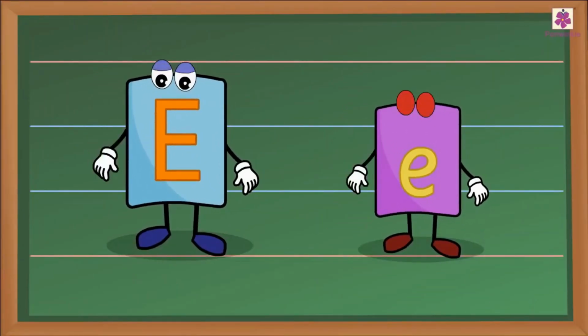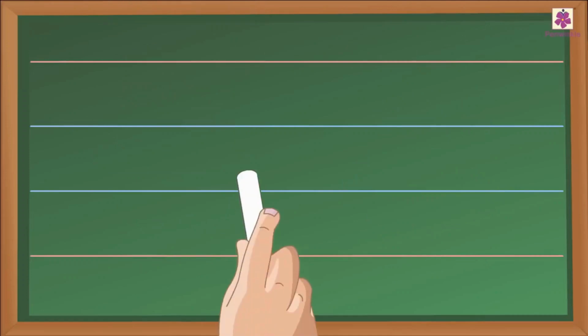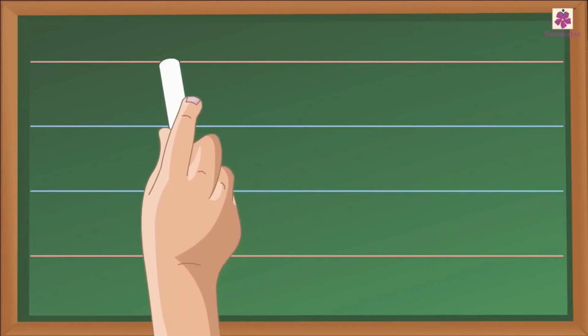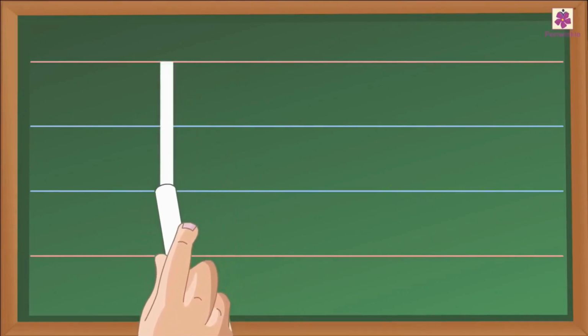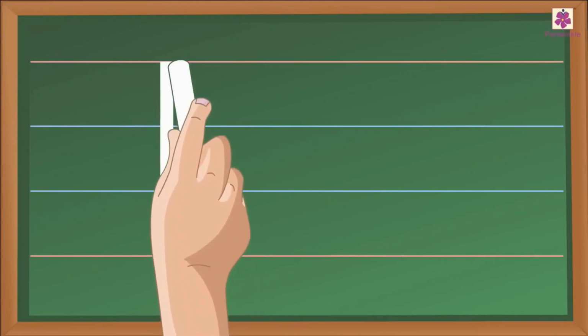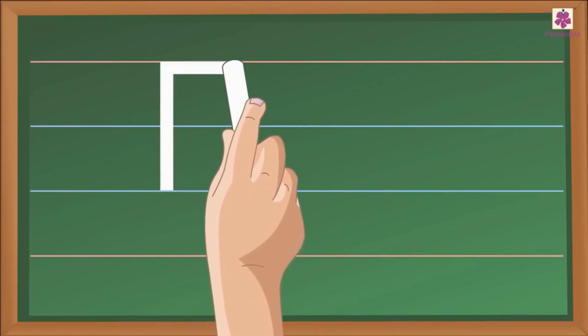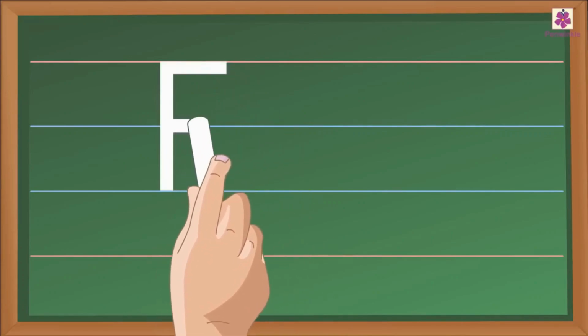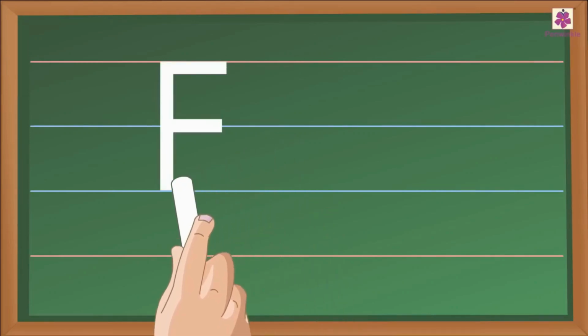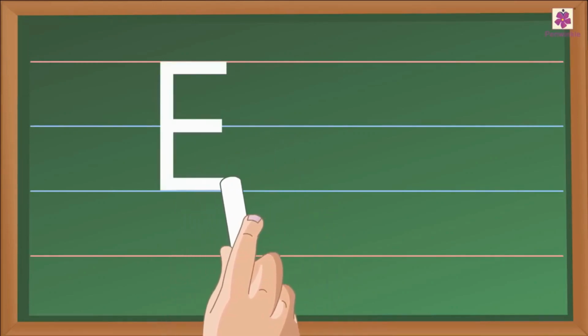E. Capital E. Start from the top and draw a standing line down. Go again to the top and draw one sleeping line to the right. Then go to the middle and draw another line. Lastly, go to the bottom and draw one more line in the same way.